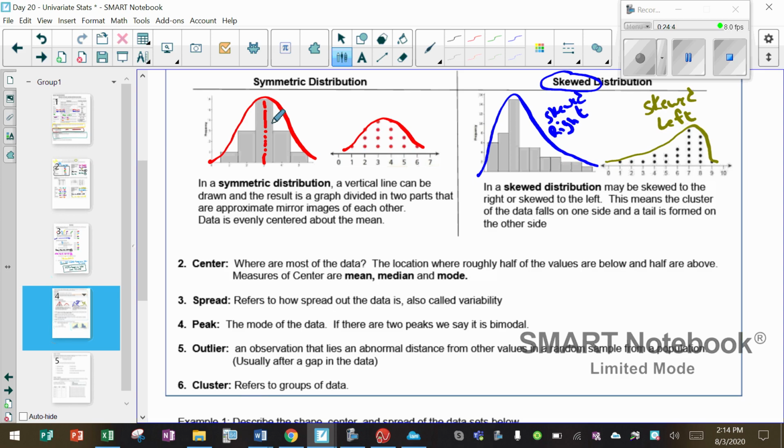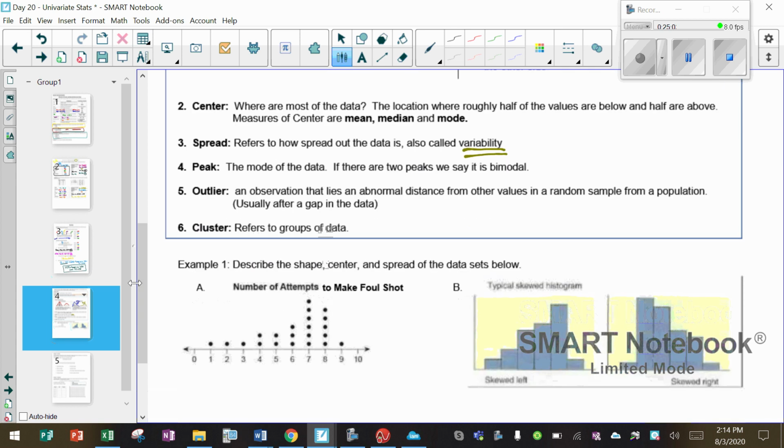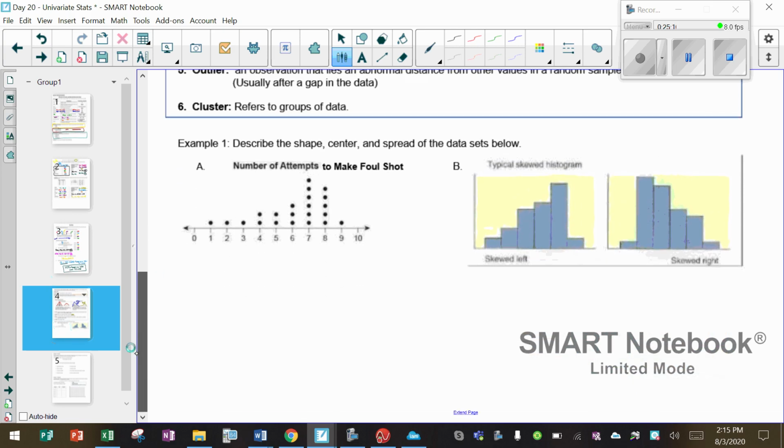You can see the mode most easily because it's where the peaks are. The peak is just what it sounds like, the peak of a mountain, the highest point. The spread refers to how spread out the data is. This is also called variability. An outlier would be one or two scores that extremely stick out away from everybody else, from the other data sets. And a cluster is like a grouping, like a cluster of stars, just a group of stars.